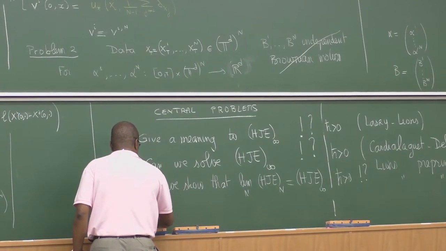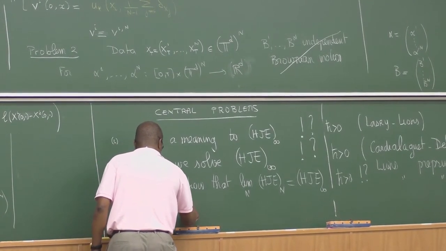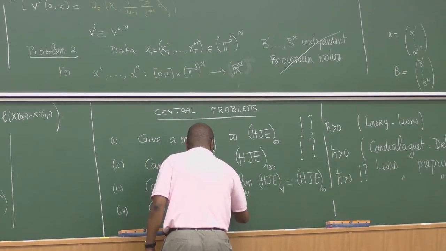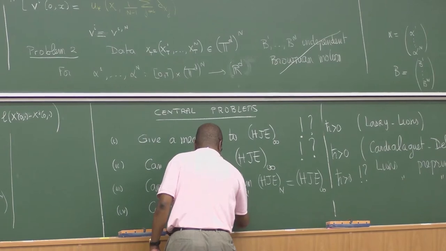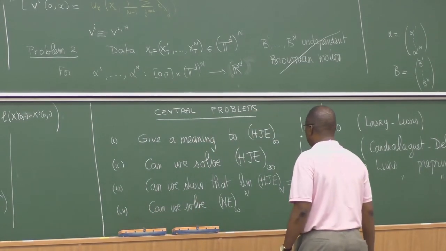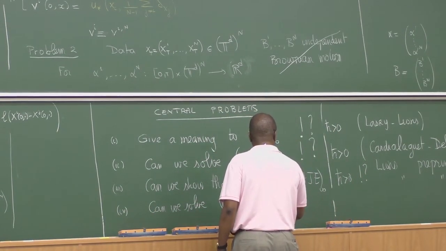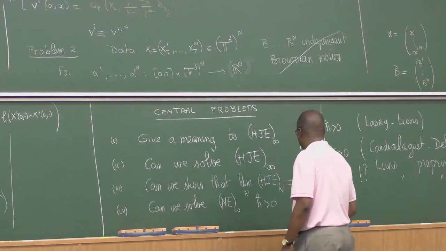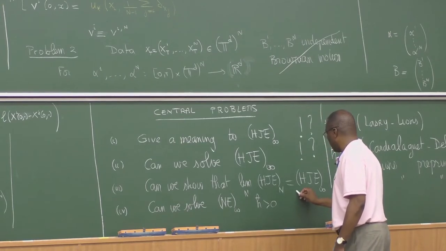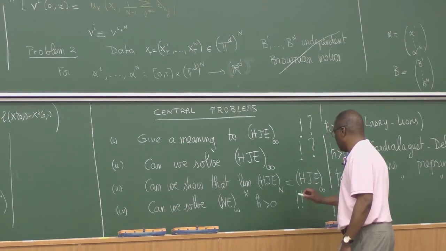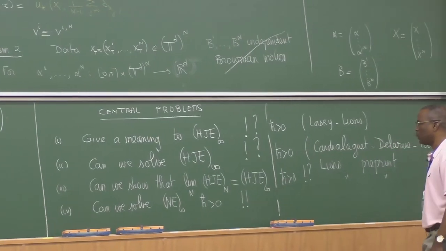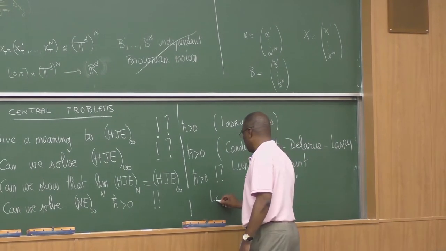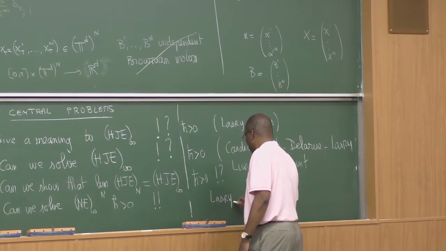Can we solve the Nash equilibrium problem, with infinitely many players, when h bar is greater than 0? And the answer is, this is quite well understood. And this is due to Lasry and Lions.